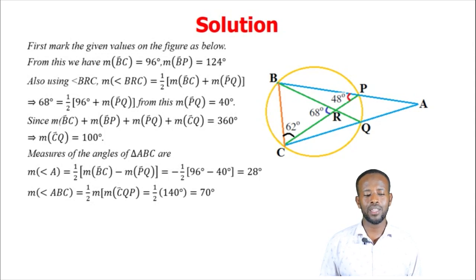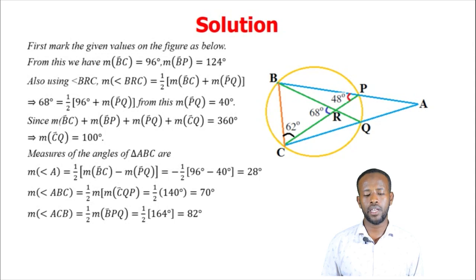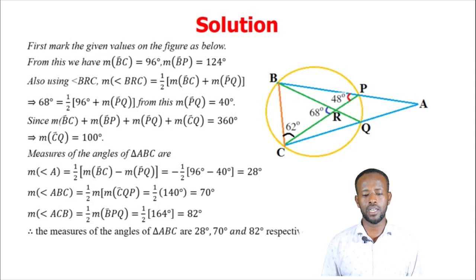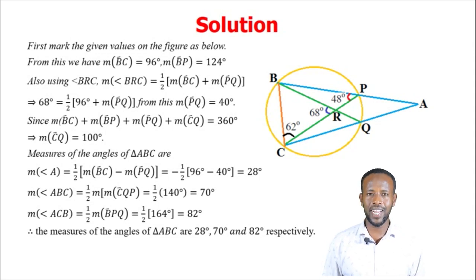Okay, now what is left for us? Only one angle. Measure of angle ACP, which is equal to half of measure of arc BPQ, which is half of 164 degree, and which is equal to 82 degree. These are the angles of triangle ABC. Therefore, we can say the measures of the angles of triangle ABC are 28 degree, 70 degree, and 82 degree respectively. Are we right?